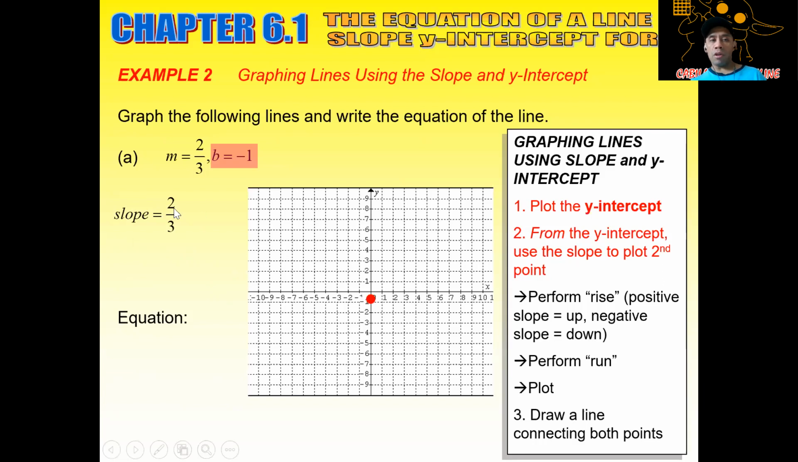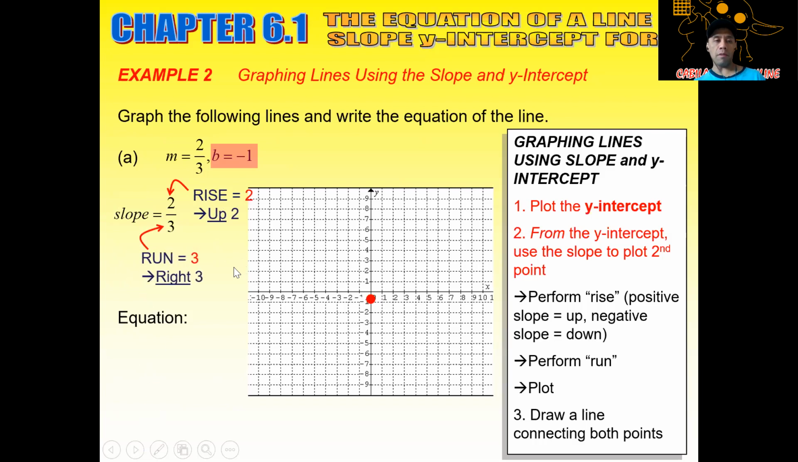Now, remember that when you're given a slope, what you have here are 2 numbers, a rise and a run, where the top number represents the rise and the bottom number represents the run. So since we have a rise of 2 here, this is telling us that from the y-intercept, we're going to go up 2, and then from there, the bottom number, which is the run, is going to tell us that we're going to go right 3.